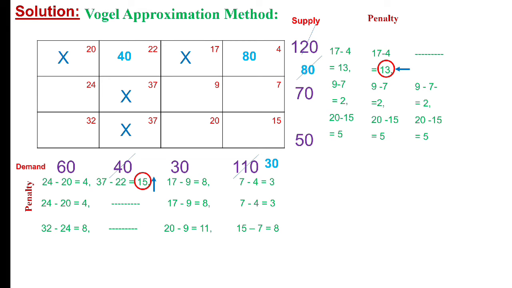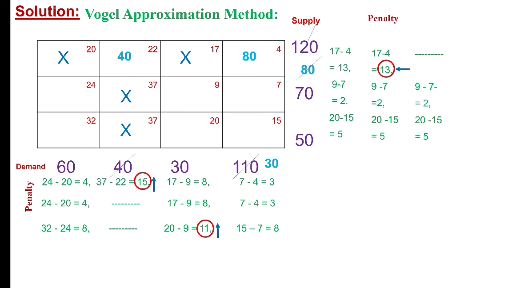Here in these empty cells, 9 and 20. 9 is the minimum. How much can I allocate? Row-wise 70 is there, column-wise 30 is there. The minimum is 30, so 30 will be allocated, and the remaining will be 40. So the third column will be completely over, so it will be cancelled. That means a cross mark. Next, the penalty will be considered.